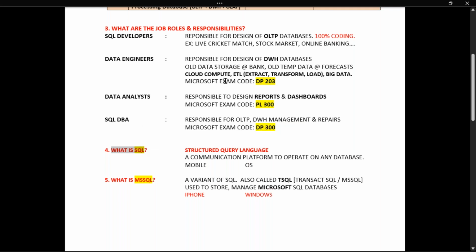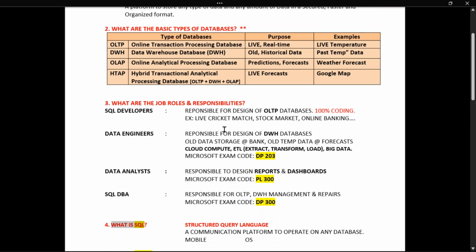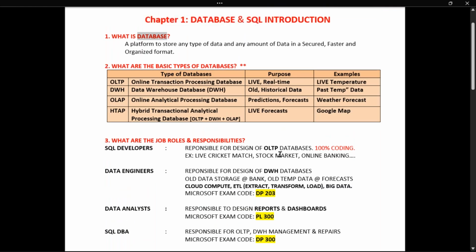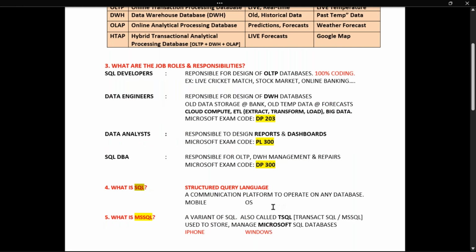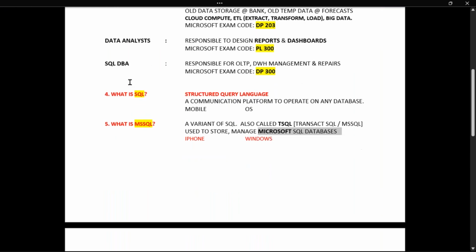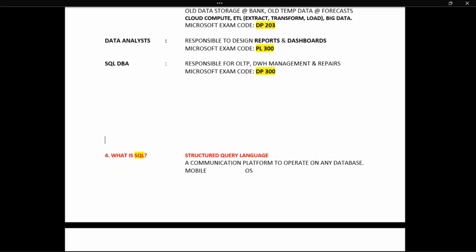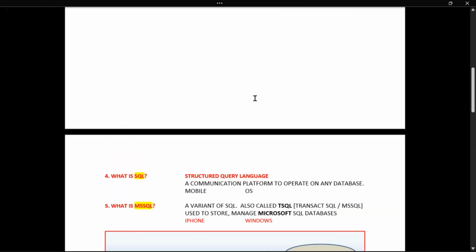What is this? Very simple. We learned what is database, a platform to store any type of data. To touch the database, we need SQL. To communicate with the database, we need a platform called SQL, Structured Query Language. MS SQL, a variant of SQL, a type of SQL to store, manage, and monitor Microsoft SQL databases. What's the difference between SQL and MS SQL? Let's see.